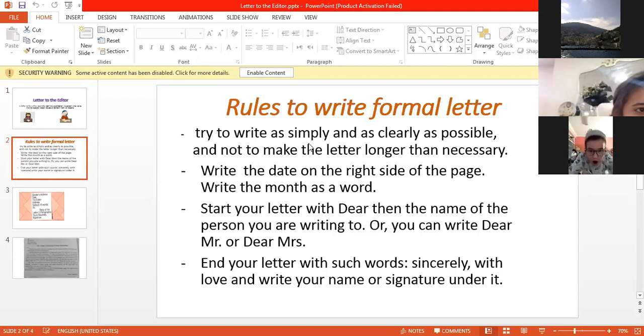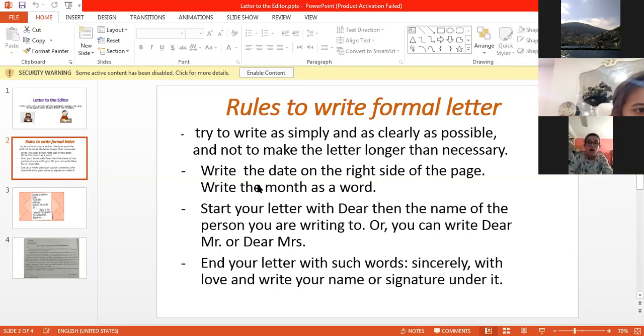Write simply, simple information, clear information. Do not make your letter very long. Just write your main ideas in it. So try to write as simply and clearly as possible and not make the letter longer than necessary.